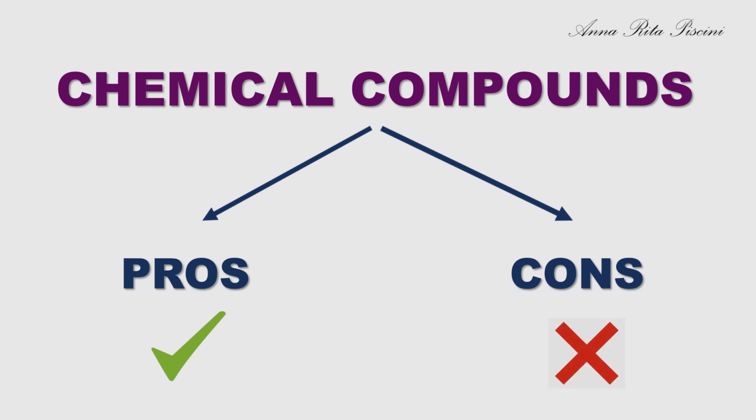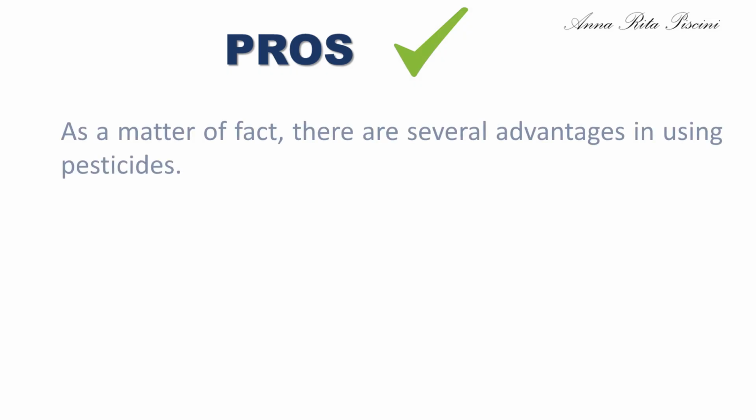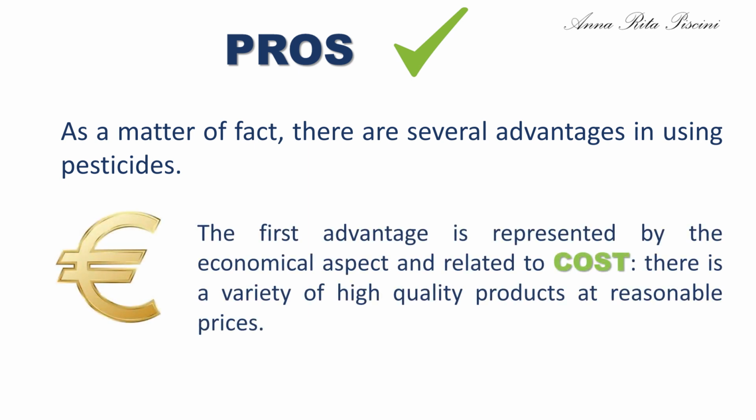What are the pros and cons of chemical compounds? Pros. As a matter of fact, there are several advantages in using pesticides. The first advantage is represented by the economical aspect and related to cost. There is a variety of high-quality products at reasonable prices.